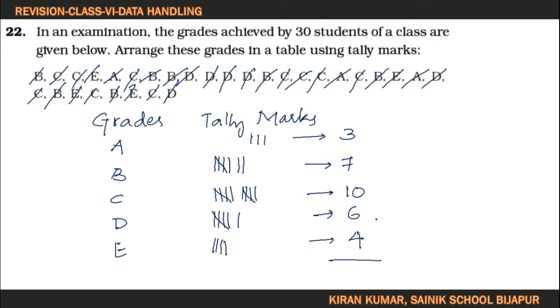Let's add them up. We should get the total number of students. 3 plus 7 is 10, 10 plus 10 is 20, 20 plus 6 is 26, plus 4 is 30. This is how we'll make the table with tally mark.